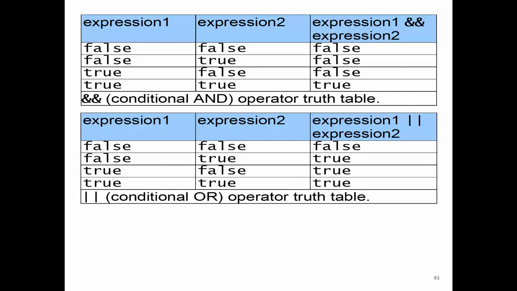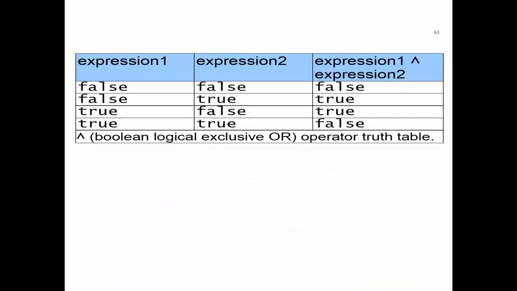Or is different: you are saying as long as one of these expressions is true, you execute the statement. You skip only if both of them are false. If both expressions are false, then you have to skip the statements.